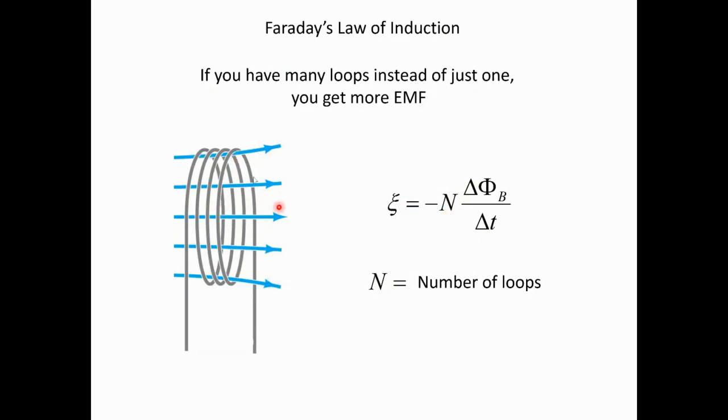So before, remember, we had basically just one loop of wire, and so this n wasn't there. With a bunch of loops, we see that the n really was there. It was just a 1. If you have many loops, then you just put the number of loops there. That's pretty, because with the same rate of change of flux, you get n times as much electromotive force, and so a lot more current can flow that way.